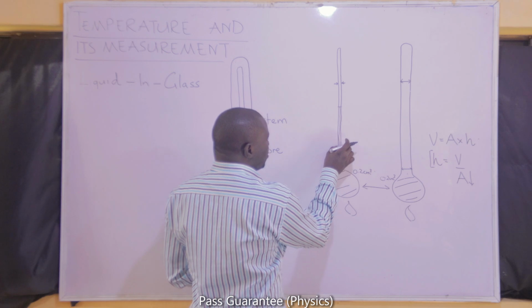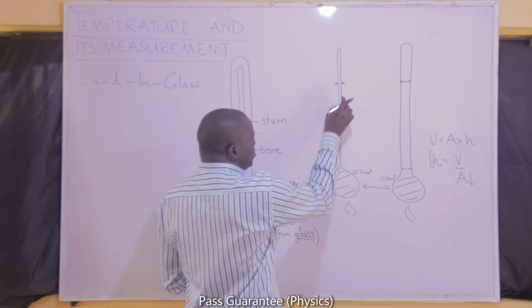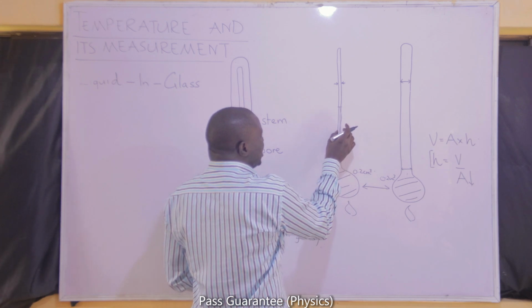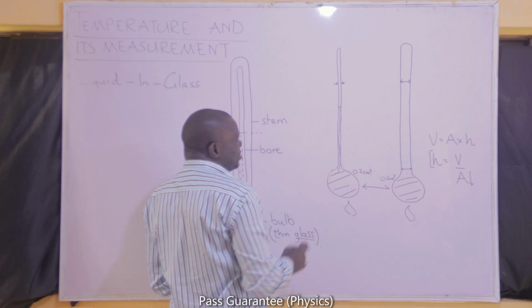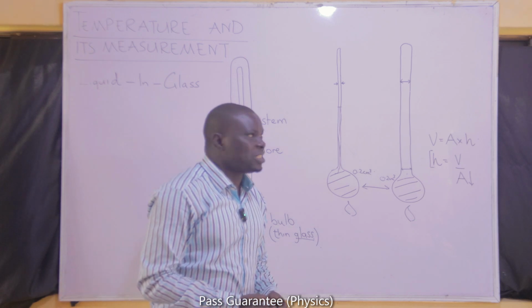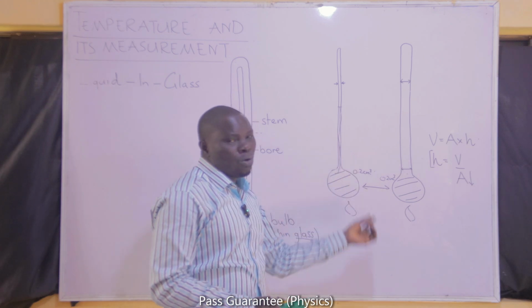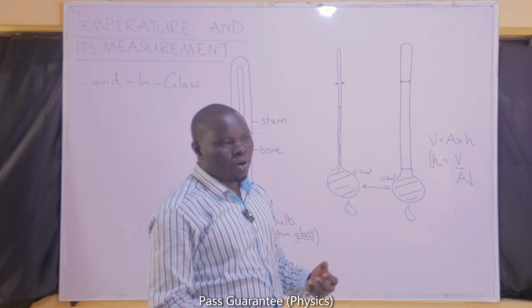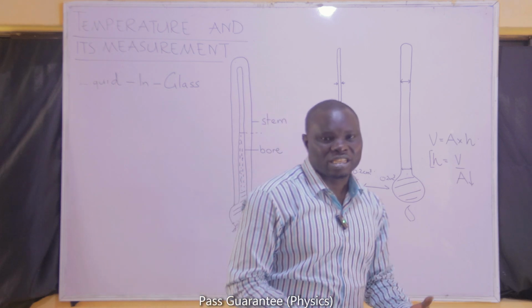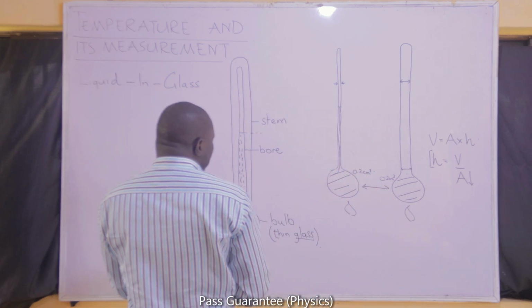And height is what we are measuring. We want our liquid to go as far as possible inside the bore. That can only be done if the bore is made thinner. In practical thermometers that you use in school or even in industry, you will see that the bore is so narrow that most of the time we even require magnifying glasses or lens to be able to see them clearly. And that is the purpose of the stem.